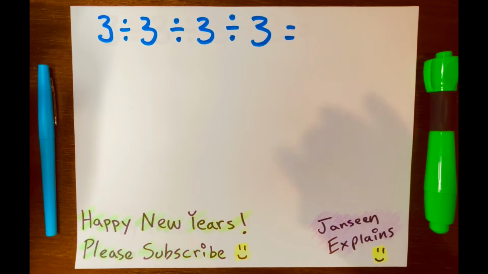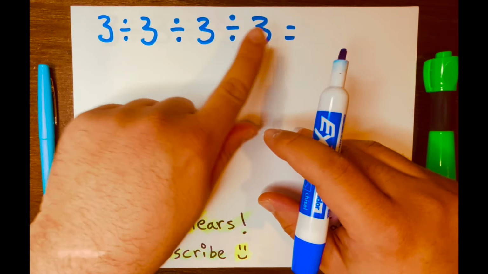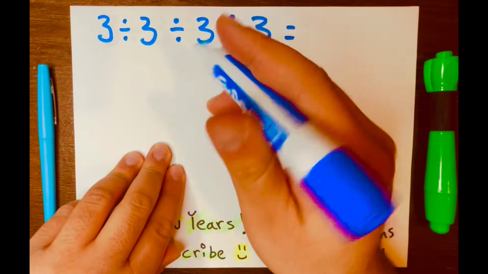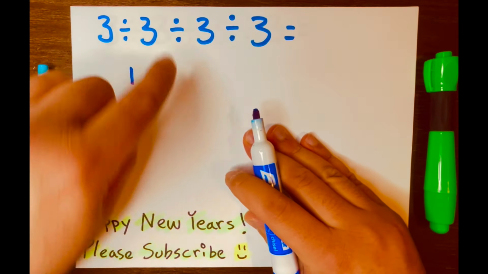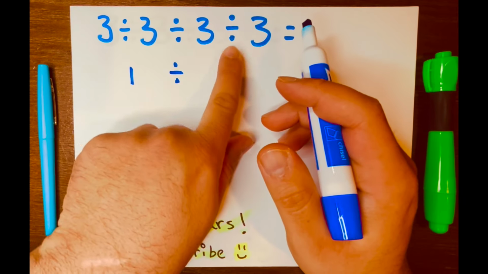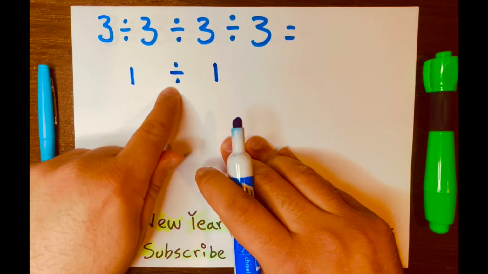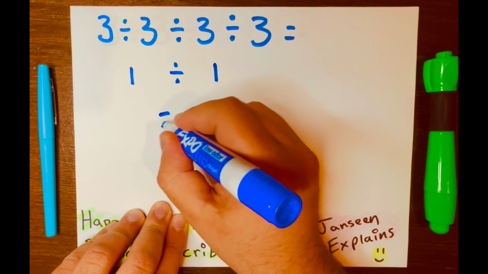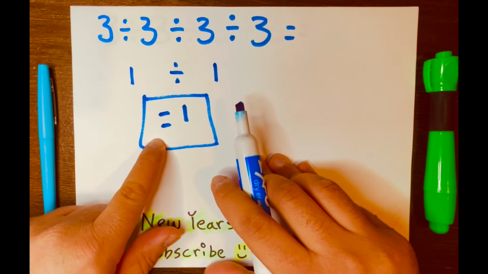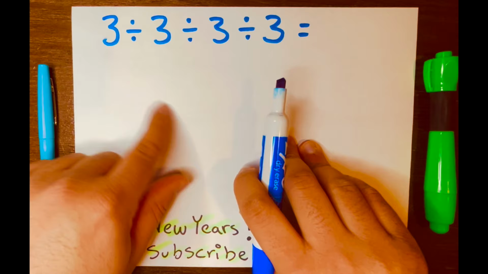Hi everyone. Some people, when they look at this math problem, 3 divided by 3 divided by 3 divided by 3, they'll start solving it like this. 3 divided by 3 equals 1, and then they'll bring down the division symbol, and then they'll solve 3 divided by 3, giving us 1, and then 1 divided by 1 equals 1. And to them, that is the answer, and that is incorrect. Let me show you how to solve this math problem correctly.